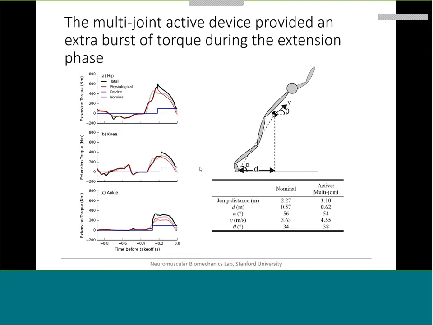Now we'll add in the individual contributions from the physiological actuators shown in red and the device actuators shown in blue. We see that the device adds extra torque during the extension phase that the physiological actuators cannot provide due to the force-velocity relationship. We can see in the pose at takeoff, shown here, how the actuators help achieve a longer distance. The takeoff angle, alpha, is smaller than the nominal case, and the magnitude of the velocity v is much higher.